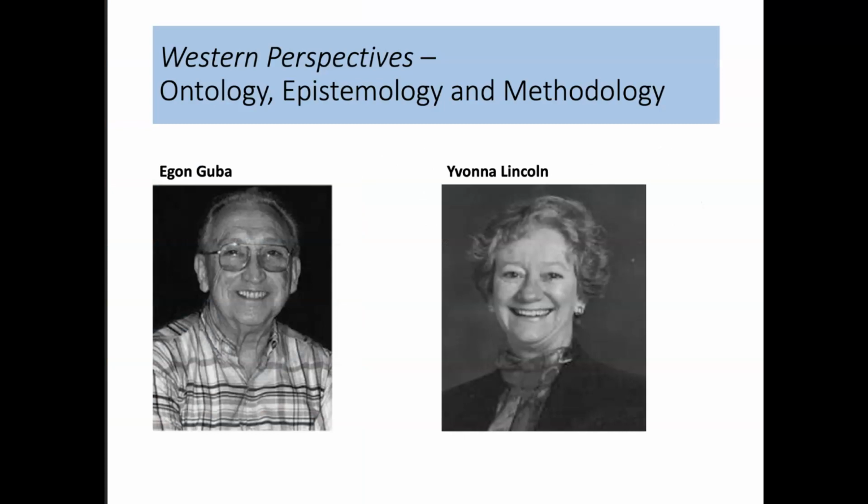Egon Guba and Yvonna Lincoln were among the first, and certainly the most well-known, to challenge the dominance of positivism in education research. Guba and Lincoln's challenge to positivism was deeply influential because it offered a strongly argued and philosophically informed response to the dominance of positivism.